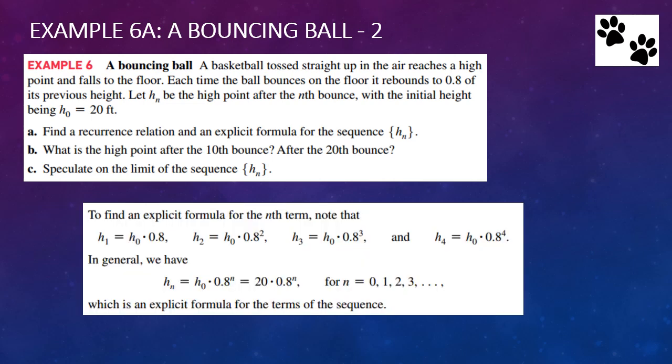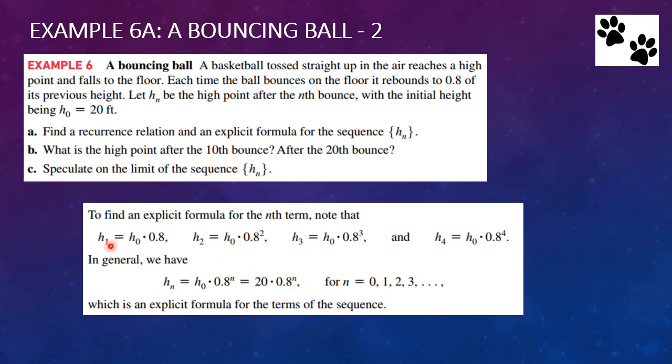To find the explicit formula, note again what's happening with each level of n, as I pointed out in the last slide. h sub 1 is h sub 0 times 0.8, h sub 2 is h sub 0 times 0.8 squared, h sub 3 is h sub 0 times 0.8 cubed, etc. So we know that h sub n is equal to h sub 0 times 0.8 to the n, because each value of n is the exponent on 0.8, and of course h sub 0 equals 20, so we get this formula, 20 times 0.8 to the nth power.